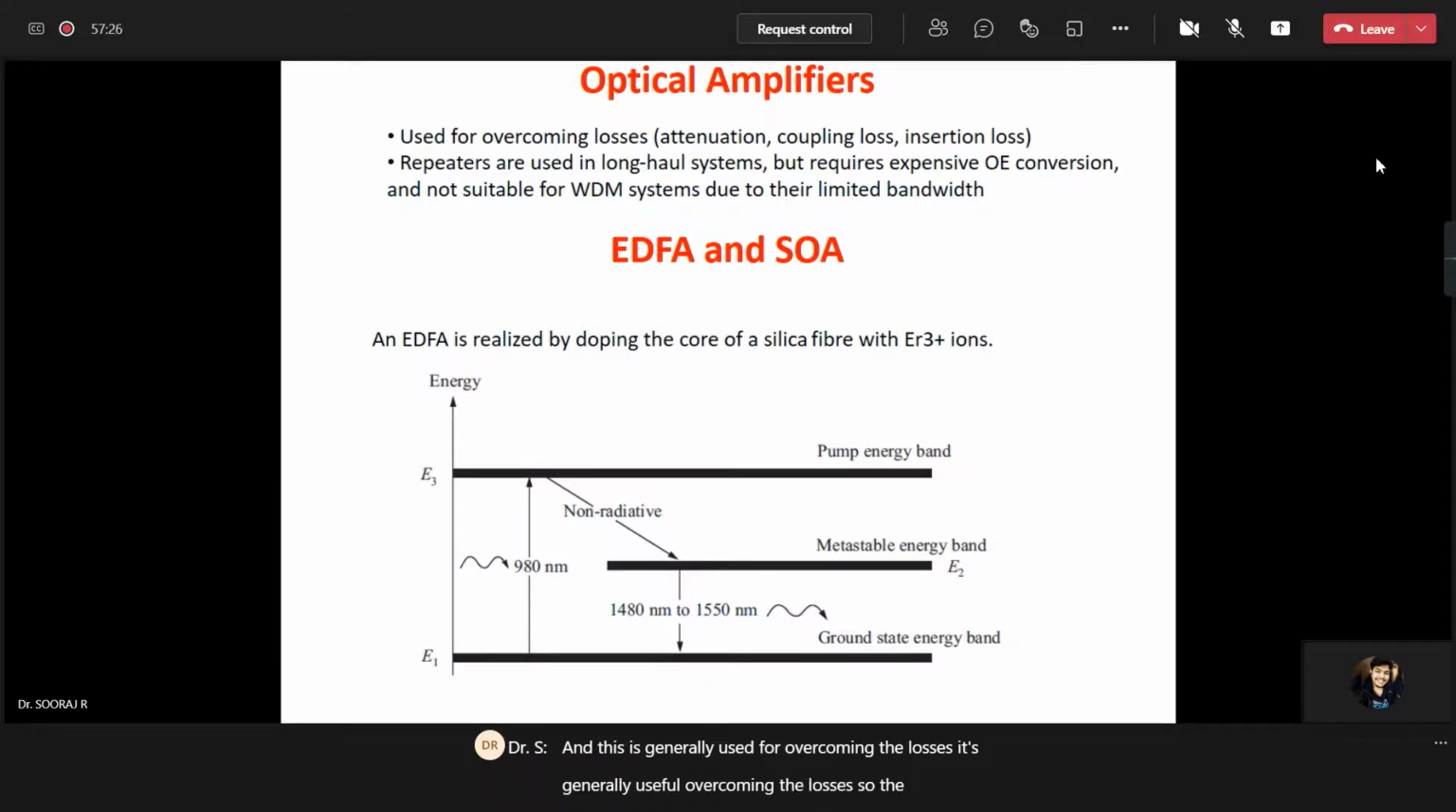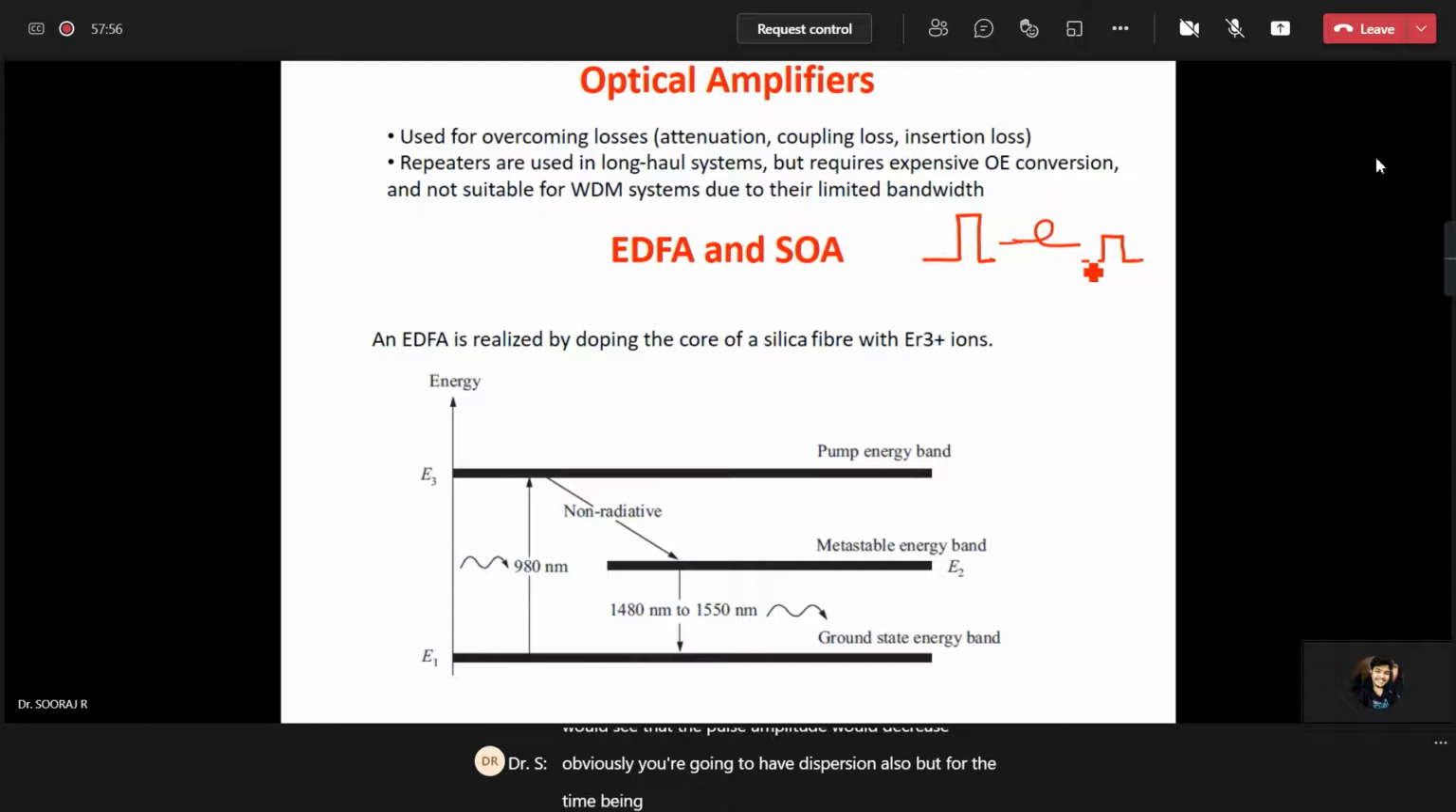So the various losses that happen are the attenuation loss, the coupling loss, and the insertion loss. All of these result in the loss of optical power. Basically, when you send a pulse, let's say a nice square pulse, through an optical fiber, because of the various loss mechanisms inside the fiber, the pulse amplitude would decrease. Obviously, you are going to have dispersion also, but for the time being, let us forget about dispersion. Because of losses, the amplitude would be small.